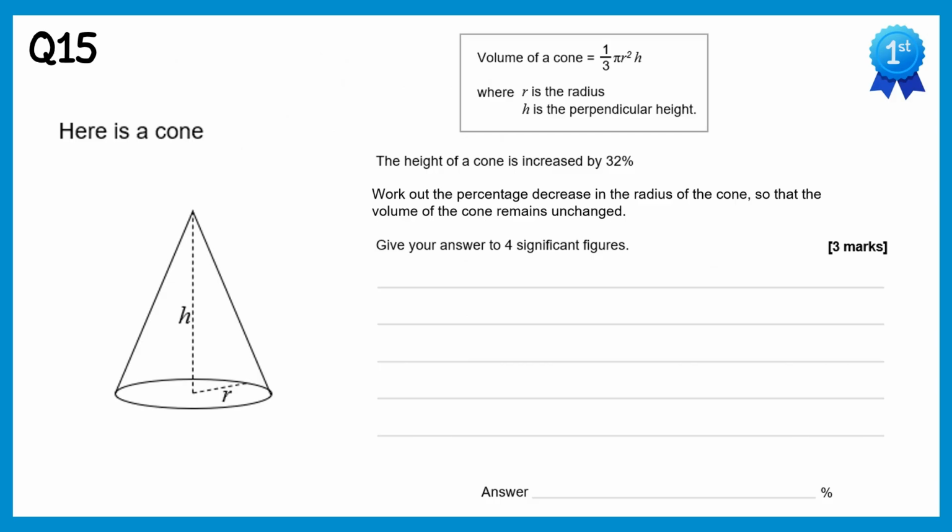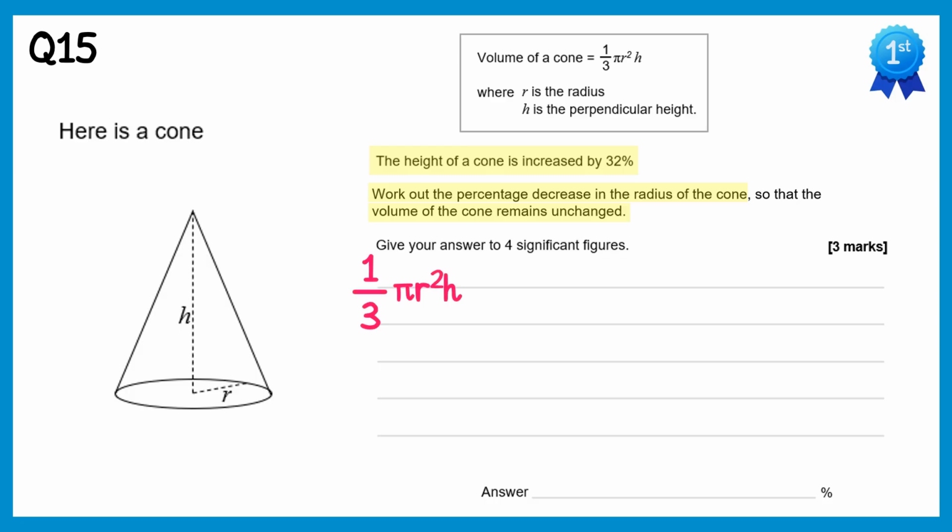In this question we're told that the height of a cone is increased by 32%, and then we're asked to work out the percentage decrease in the radius of the cone so the volume remains the same. So let's write down the formula for the volume of a cone, we're given that. So for this cone it must be 1/3 times pi times r squared times h.